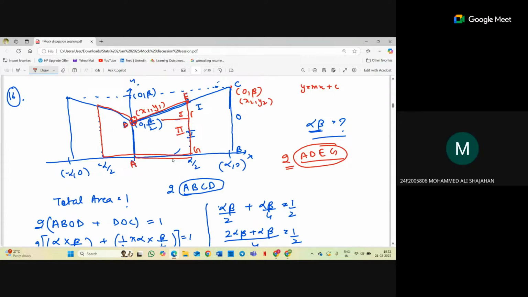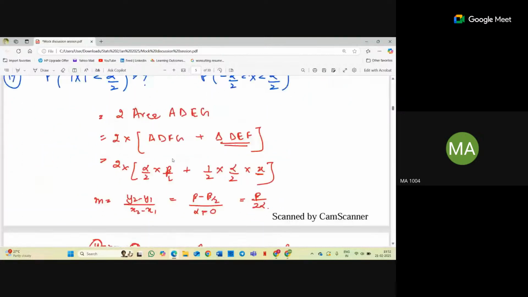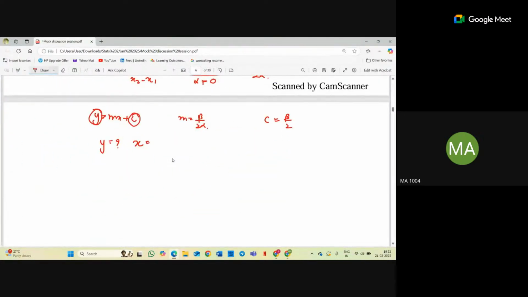Okay. Now I have to find out, see, this value is alpha by 2. I have to find out this value. So if my x is alpha by 2, what is my value of y? If I put this value in this equation, y would be equal to beta by 2 alpha into alpha by 2 plus beta by 2. So this would be equal to 3 beta by 4.